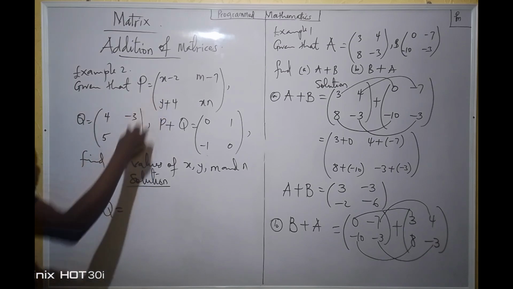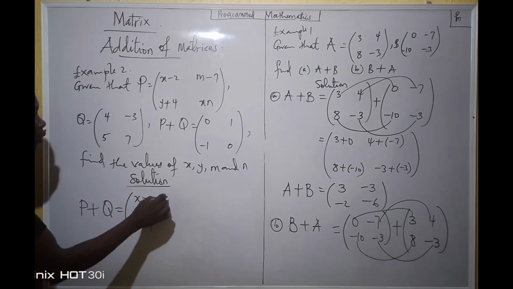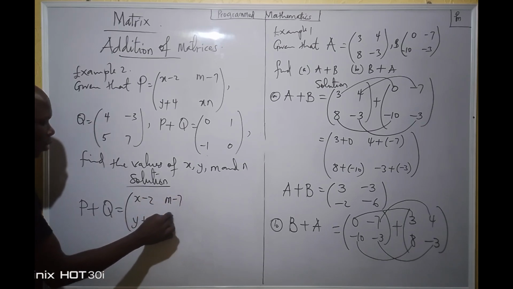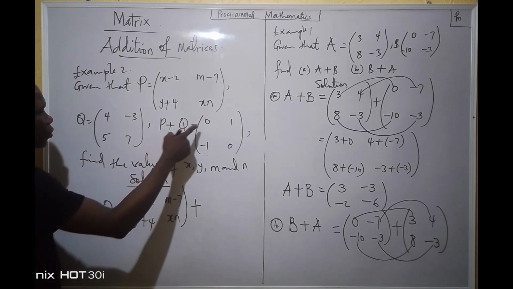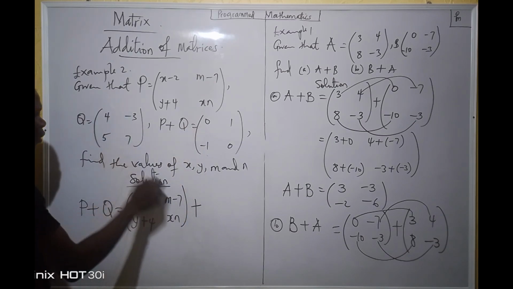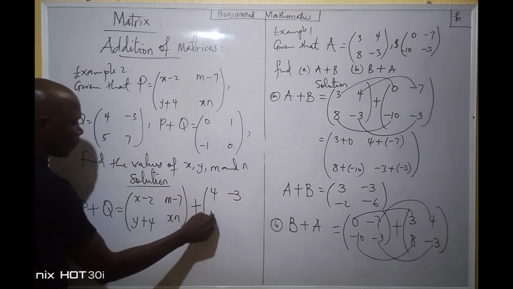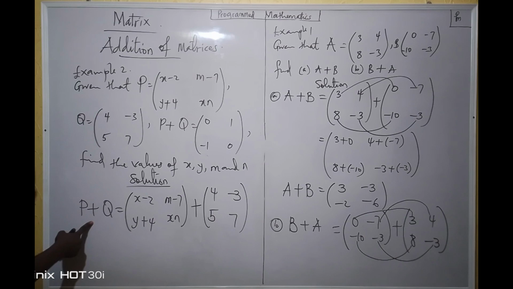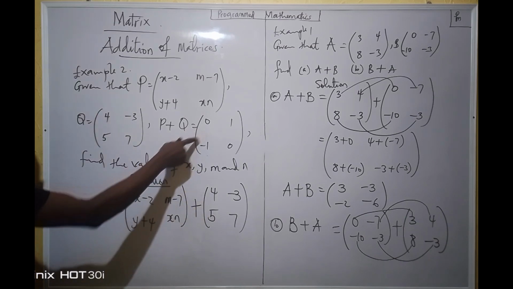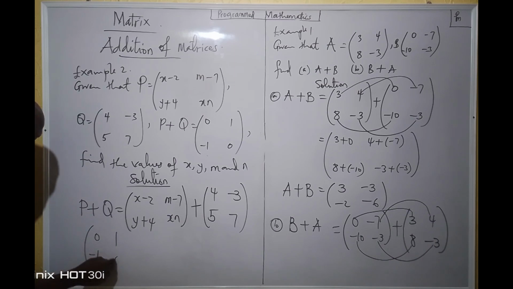So matrix P is this. That is x minus 2, y plus 4, m minus 7, xn. Now plus matrix Q. Matrix Q is this one here. That's 4, minus 3, 5, and 7. Now the addition of these two matrices is given here also to be 0, 1, minus 1, 0. So in place of this, we can write 0, 1, minus 1, 0.